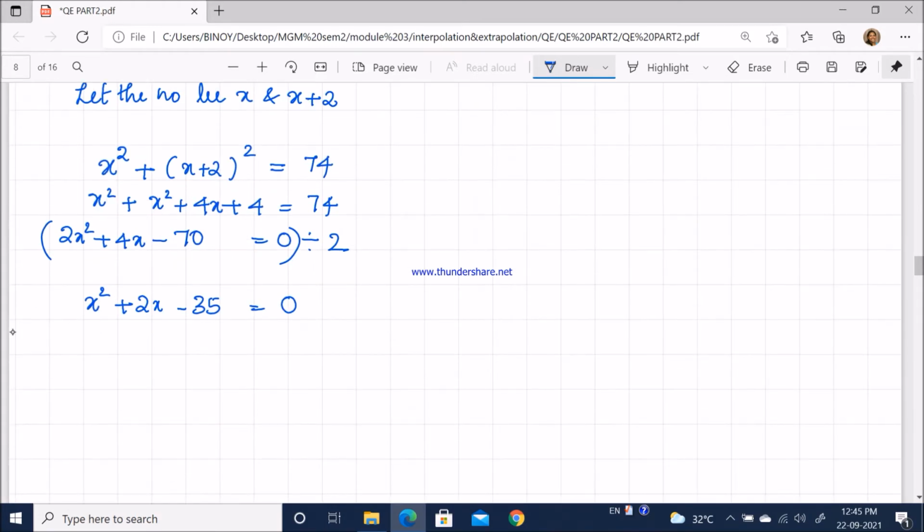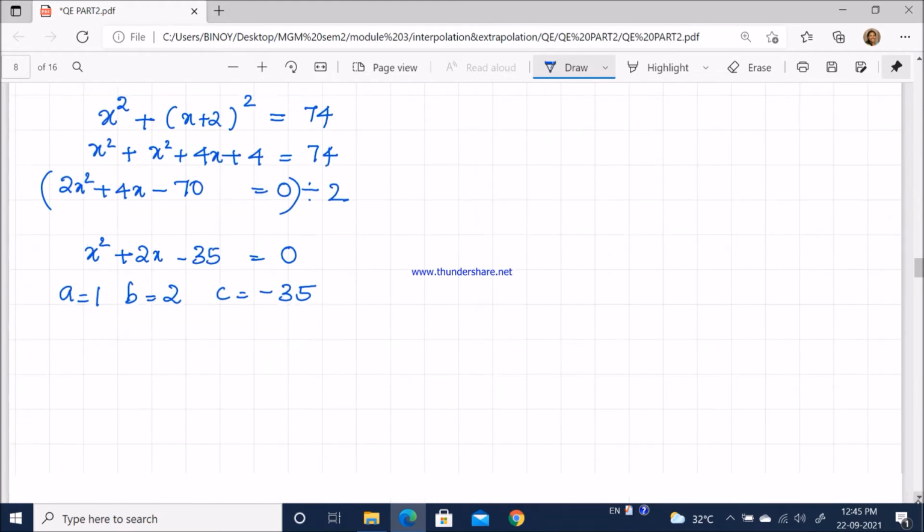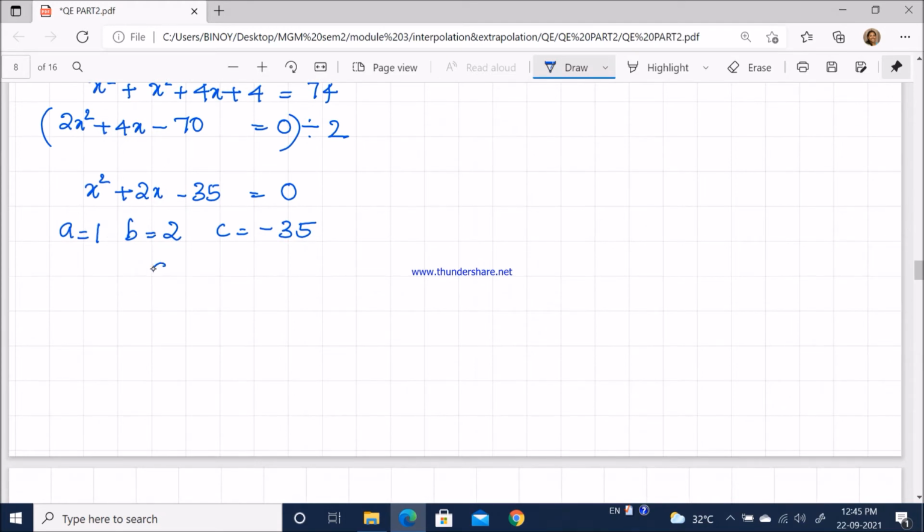So according to the general form, a is equal to 1, b is equal to 2 and c equals minus 35. So the product ac is equal to minus 35 and the sum should be 2. So it can be 7 and minus 5.